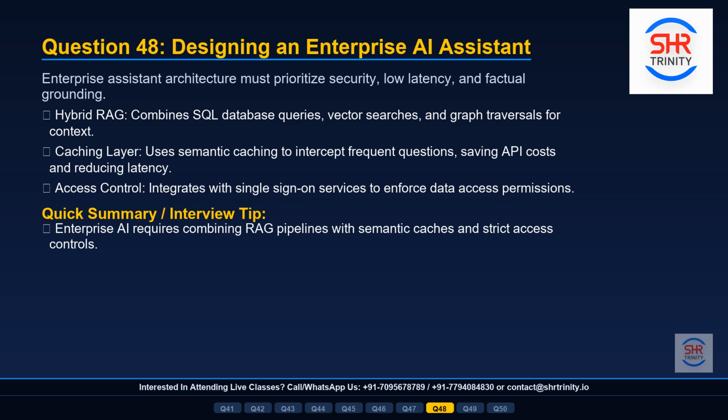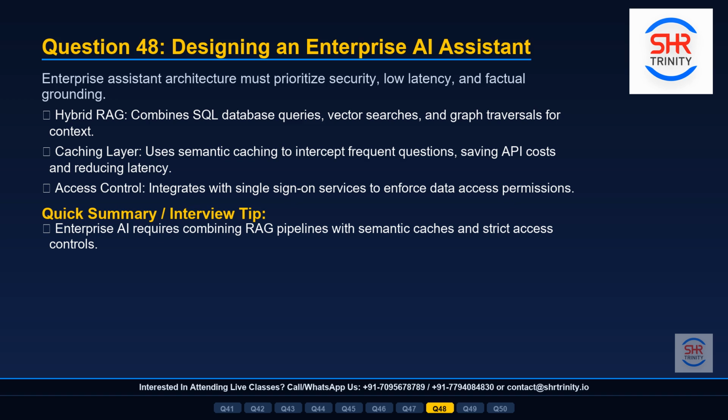We achieve this by using a hybrid retrieval pipeline that queries SQL databases, vector indices, and graph databases depending on the question. We also implement a semantic caching layer, which checks if a similar question has been asked recently and returns the cached answer, saving API costs. Finally, we integrate the assistant with identity and access management tools like Active Directory, ensuring users can only retrieve files they have permission to access.